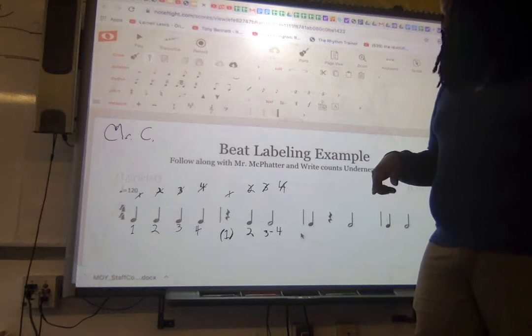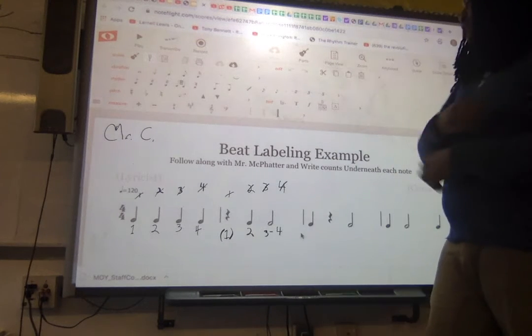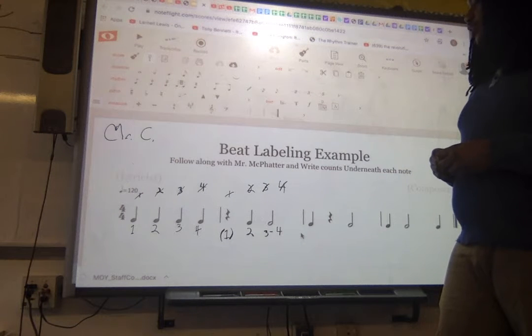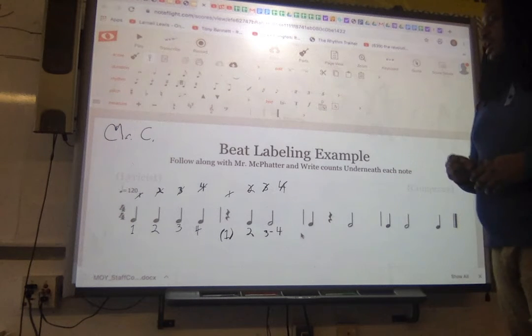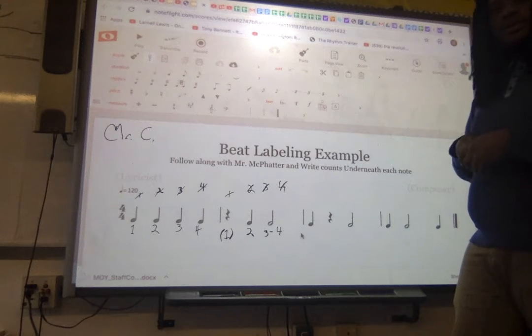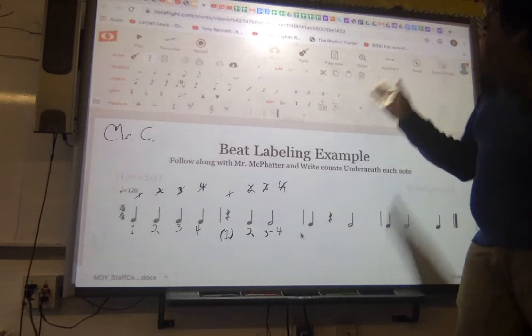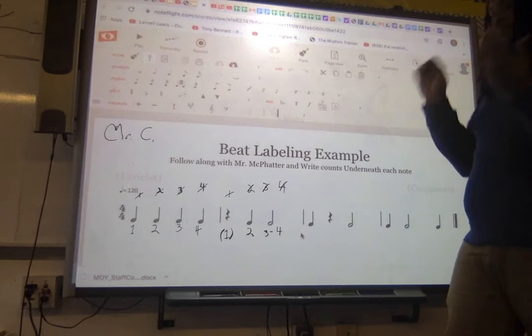Capiche? So for instance, if I wanted to clap this measure now that I have my counts written out, I will go 1, 2, ready, and go 2, 3, 4. Let's do that together real quickly. 1, 2, ready, and go 2, 3, 4.